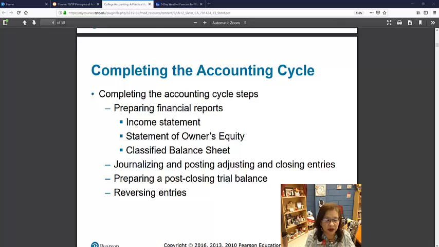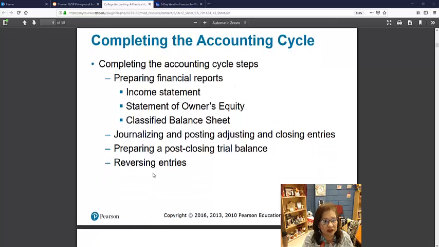We're gonna be remembering what we mean by closing, then preparing the post-closing trial balance, and then reversing any entries if we need to. If we've made a mistake and we placed an entry into the wrong area, like maybe using cash when we should have used a payable, or using an expense when it should have been accumulated depreciation. So we're going to be going over those things as well.